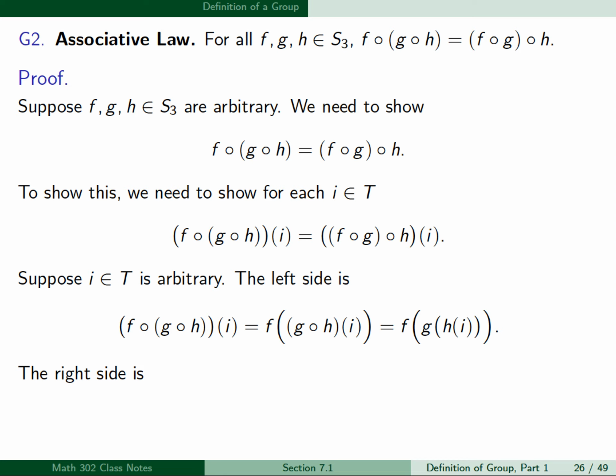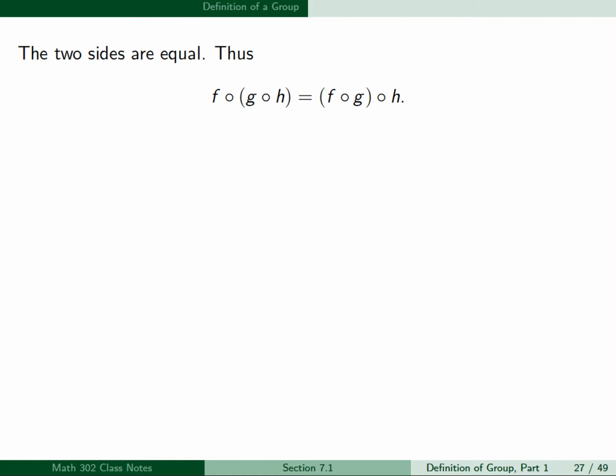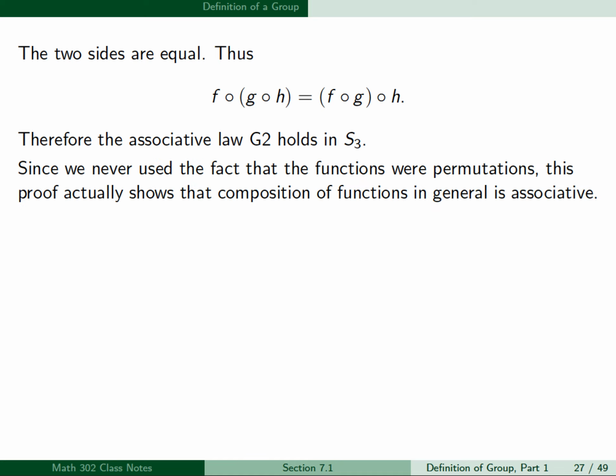The right side, this time we'll apply H to I first. So this will be F composed with G applied to H of I. And then this will be F of G of H of I again. So the two sides are equal, and thus the equality holds, and therefore the associative law G2 holds in S3. Now note that since we never used the fact that the functions were permutations, just that they are functions, this proof actually shows that the composition of functions in general is associative.